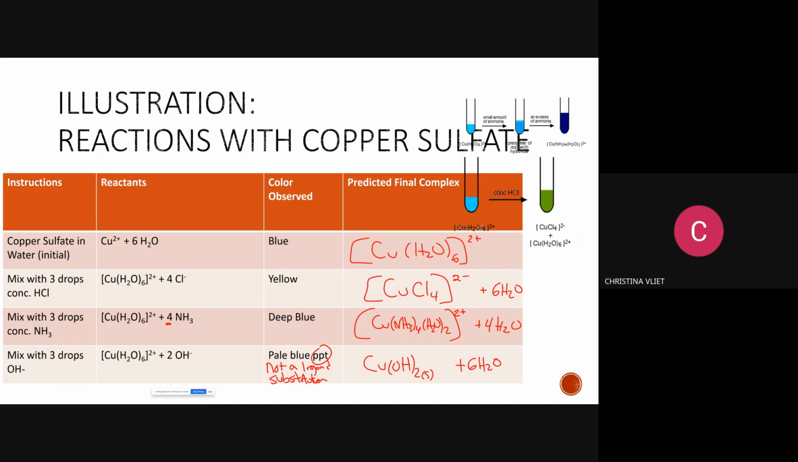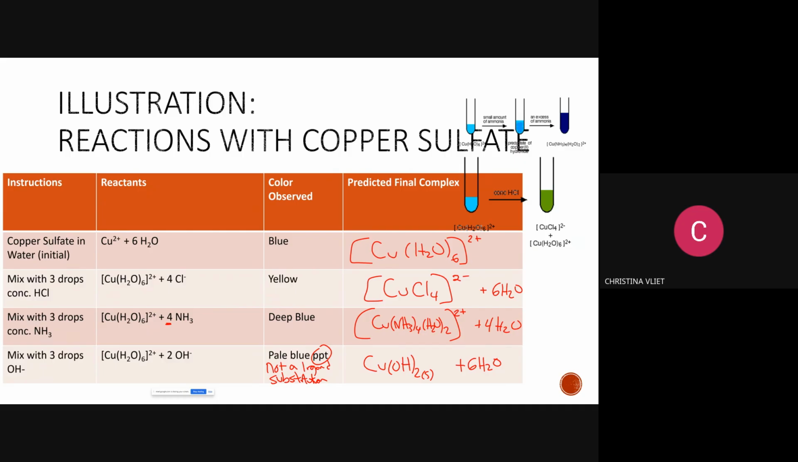You may or may not remember when we did qualitative analysis last year. When we added ammonia, it started off with a pale blue ppt before it got to deep blue, and you had to keep adding excess ammonia to get to the deep blue. One of the things I think is really weird about the AS class is they give you ammonia to do qualitative analysis with when you haven't learned about ligand substitution yet, so you don't know why the colors are what they are. So they just give you a chart in the back, reference notes to go with.